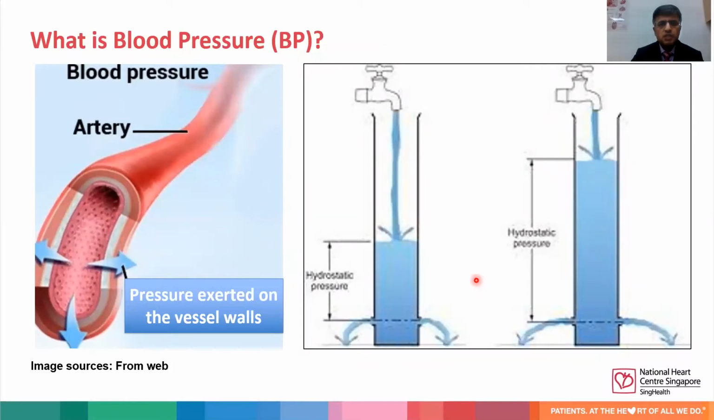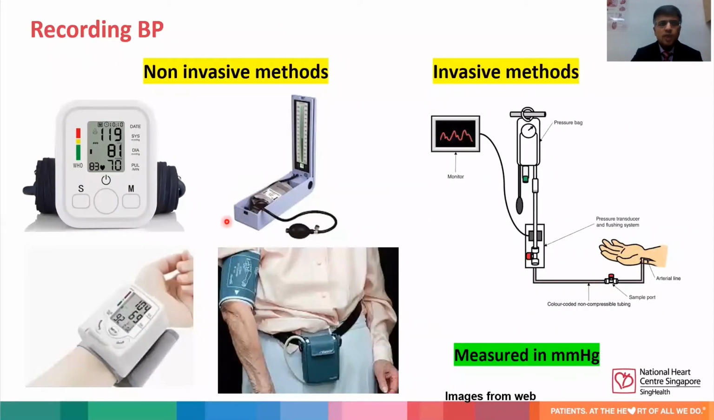So what is blood pressure? Actually, it refers to the pressure of the column of blood which is exerted on the vessel walls. This is almost similar to the liquid column which exerts a pressure on a cylinder at the sides. So how do we record blood pressure?